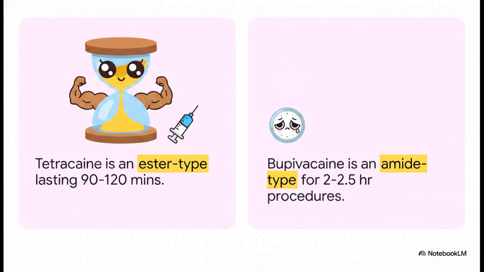Now, if you're ever asked for the longest-acting spinal anesthetic, tetracaine is going to be your go-to answer over bupivacaine. Plain tetracaine gives you about 90 to 120 minutes, but if you add a vasoconstrictor, it extends out to a massive 4 hours for lower extremity surgeries and gives you a profoundly intense motor block.